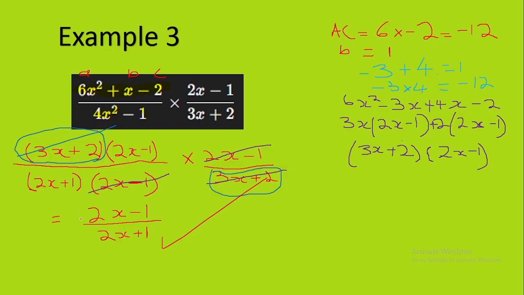A person might be wondering, sir, but I see a 2x above and a 2x below. Remember, we have to look at it as what we see right here. The term is 2x minus 1. This right here is 2x plus 1. There's nothing that we can factor between the two terms right here. We can't factor out anything to simplify. So we have our final answer right here.